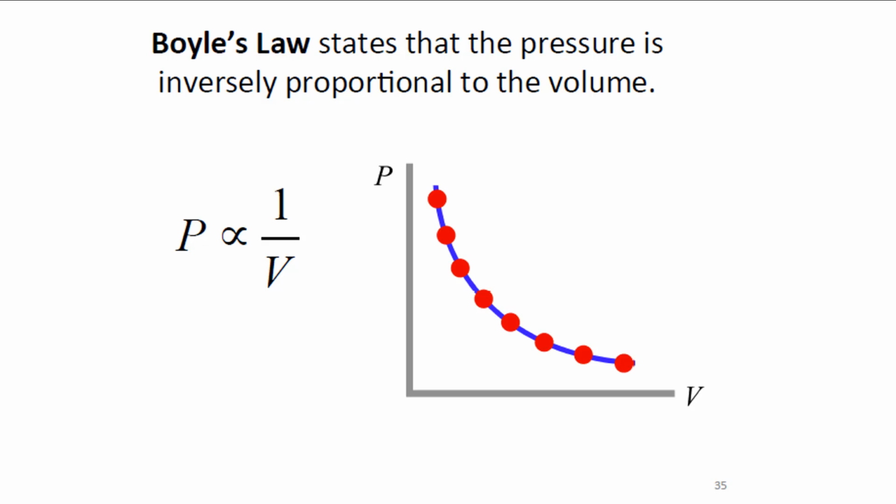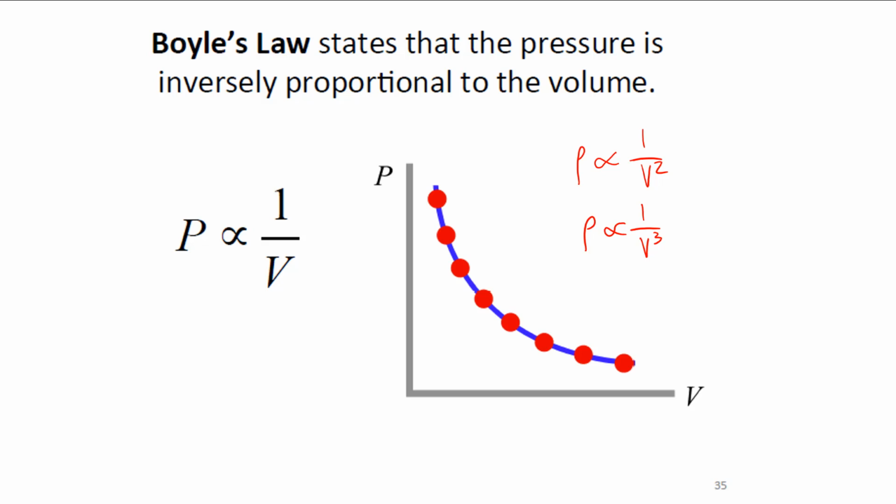Now that would be great. That would confirm, at least appear to confirm, Boyle's law. But how do we know that this is an inverse function? And how do we know that it's not an inverse square function? Or how do we know it's not an inverse cube function? Or how do we know it's not some other function that is inverse in some way, but the power happens to be off? This is why we need to linearize.